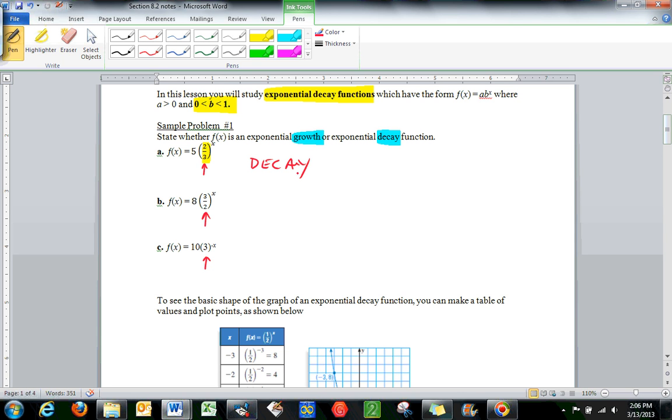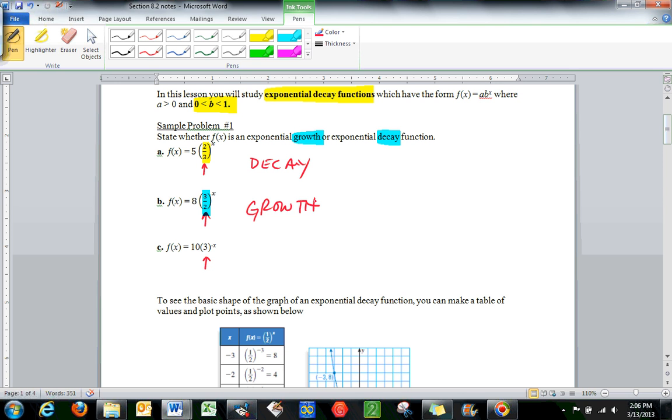So that's pretty straightforward. We have a times b to the x power, and our b value is a fraction between 0 and 1. However, on part B, our b value is a fraction, but this time 3/2 is bigger than 1. So this is representative of an exponential growth function.